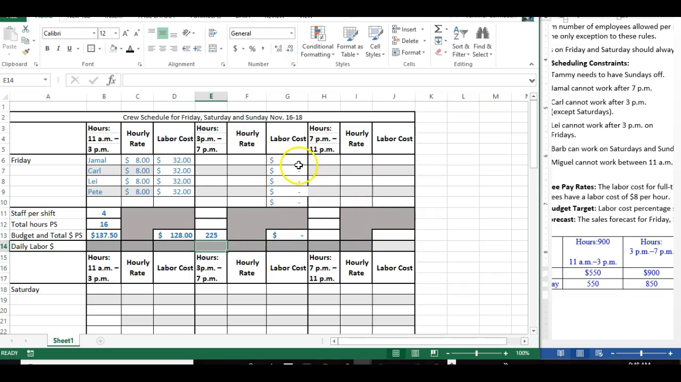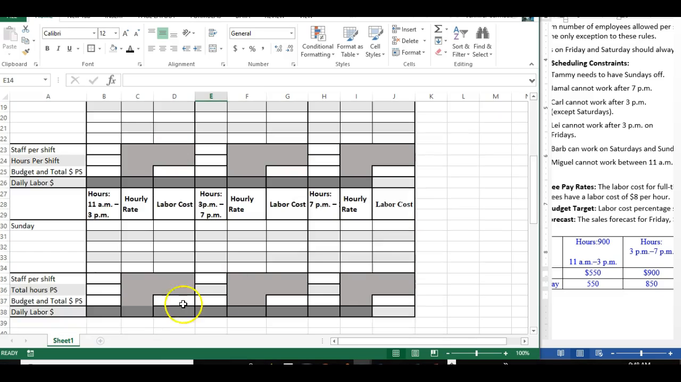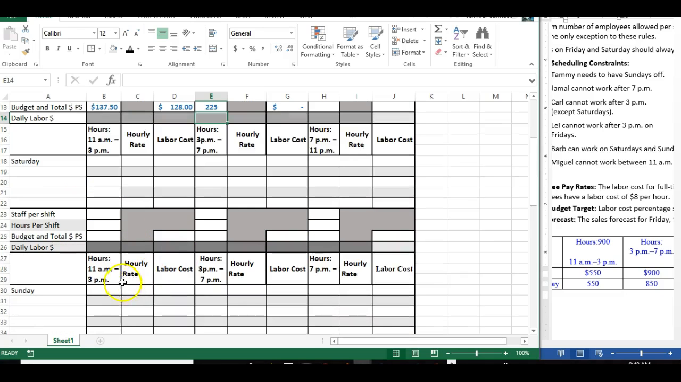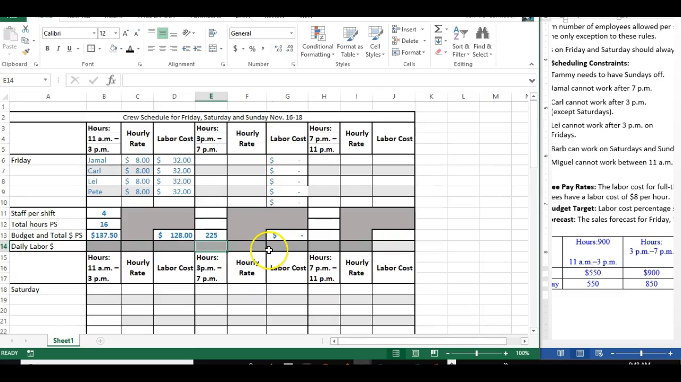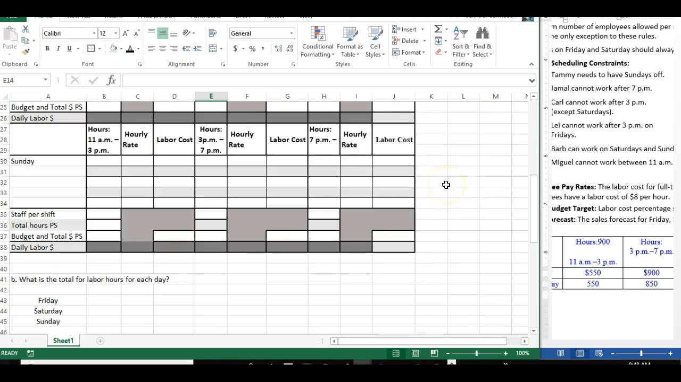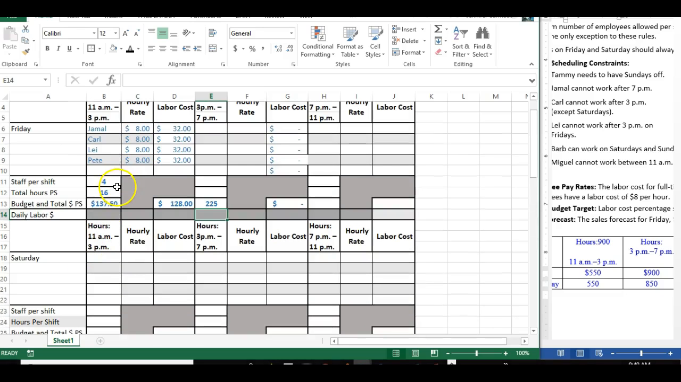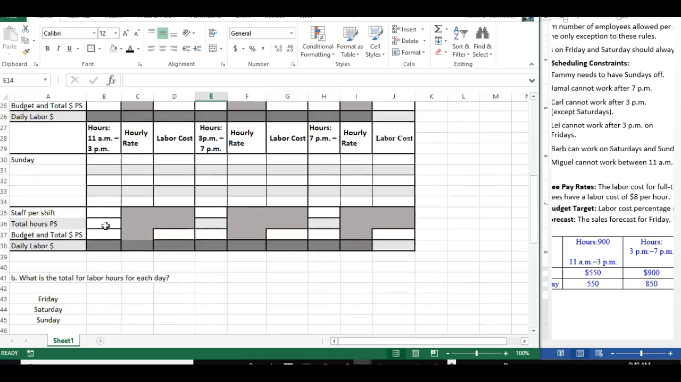So like I said, I would start with this, putting this formula in all the boxes, all the way down, and then start putting in your budgets through all these. And then look back at what the constraints are and then where you can put in people. And then once you're done with that, when you get it all filled in, what is the total for labor hours for each day? And you fill it in here, so it's going to be easy because we already filled out a lot of the information already. Just add them up.